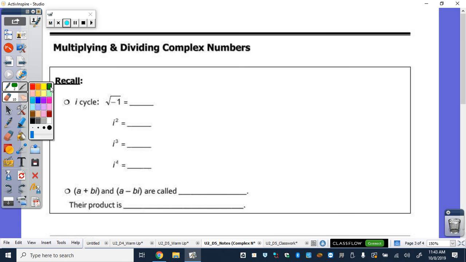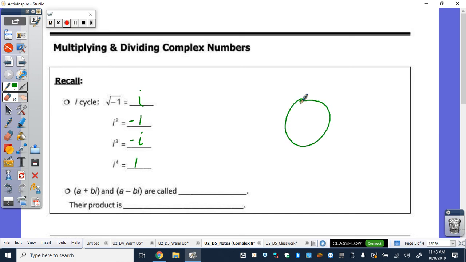All right, let's review this. The cycles of i. Square root of -1 equals what? i. i squared is -1. i to the third is -i, and then i to the fourth is 1. I always make my little clock there. Have that right at the top of my paper so that I can always use it.